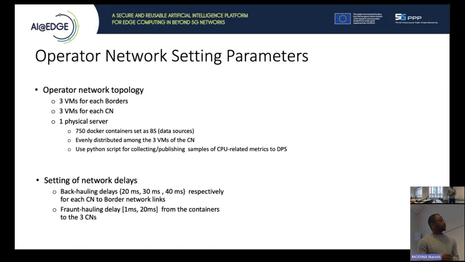For the delay of the operator network, so for the backhauling delay, we consider the mean value that we obtain from the probability density function. Then for the fronthauling delay, from the data that we have, we observe that the delay that we can set is in the interval between 1 millisecond and 20 milliseconds. This is the delay from the container to the core network.